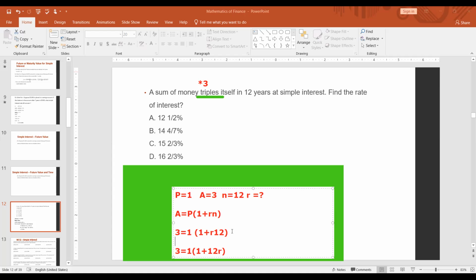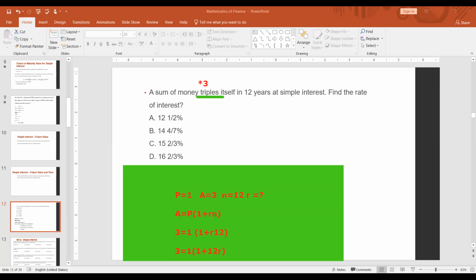Try to do this one. I'm going to clear the drawings right now.